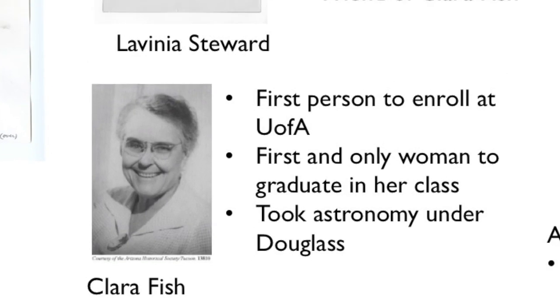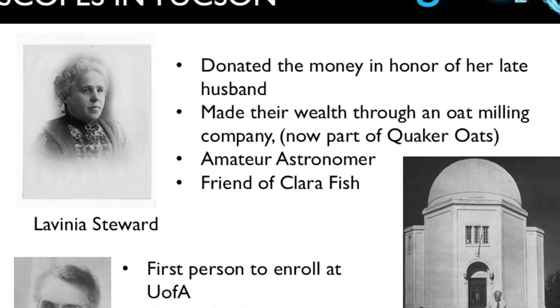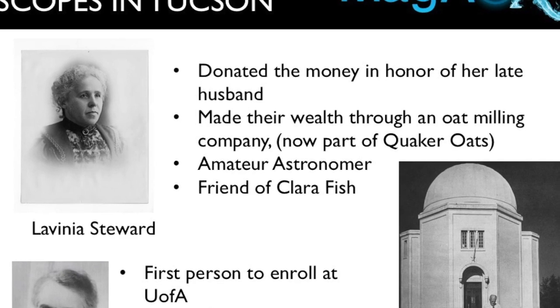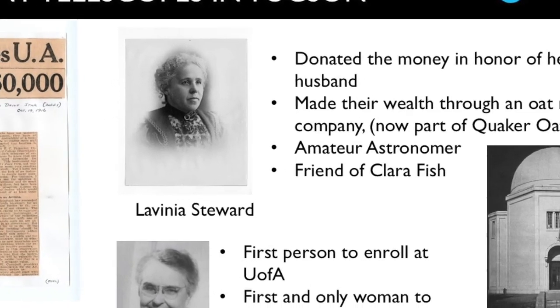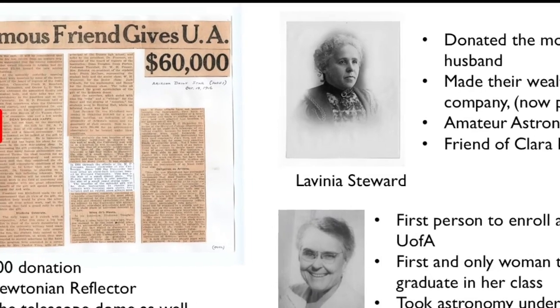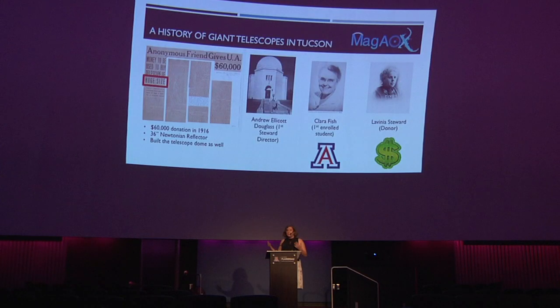And she had a friend named Lavinia Steward who was very wealthy. The Stewards made their money through oat milling, and their oatmeal was actually bought by Quaker Oats. So Clara approached Lavinia, and Lavinia, who was an amateur astronomer and was interested in astronomy, decided to donate $60,000 to the University of Arizona. And so they built the first huge telescope here, which was about 36 inches, so about the size of a pizza. So not that big compared to today's telescopes, but big back then.